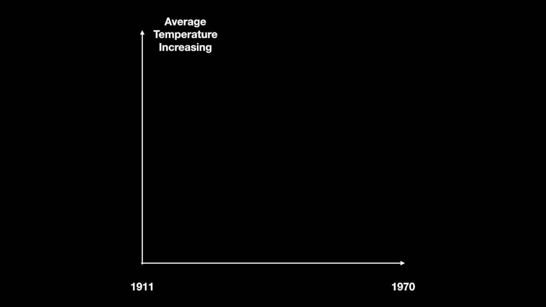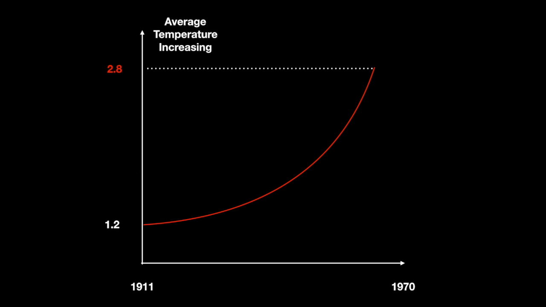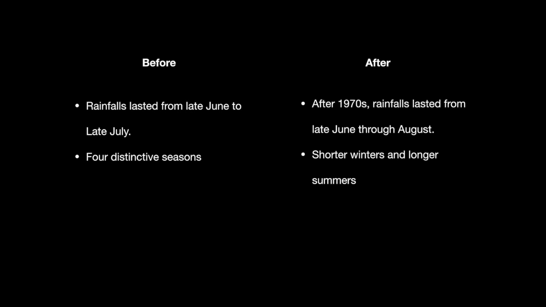The average temperature increase from 1911 to 1970 changed from 1.2 Celsius per 100 years to 2.8 Celsius per 100 years. Before warming, rainfalls lasted from late June to late July, and 4 seasons were distinctive. After the 1970s, rainfalls lasted from late June through August, and South Korea has shorter winters and longer summers nowadays.